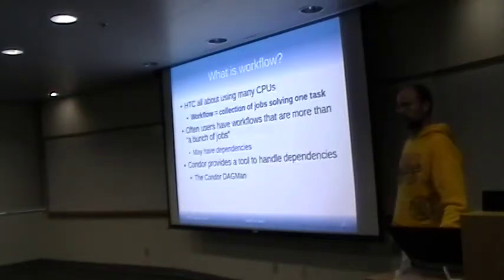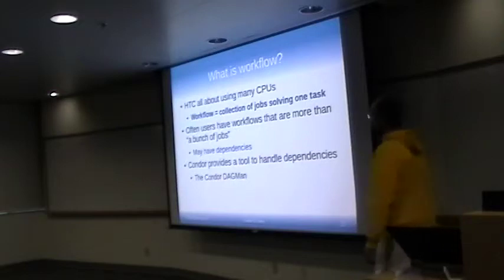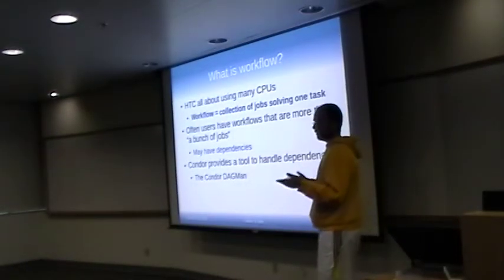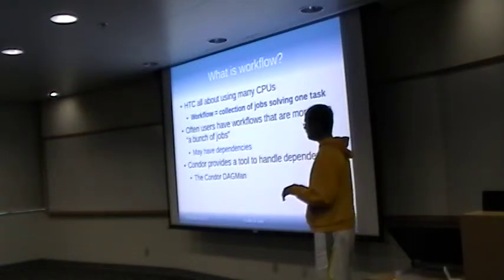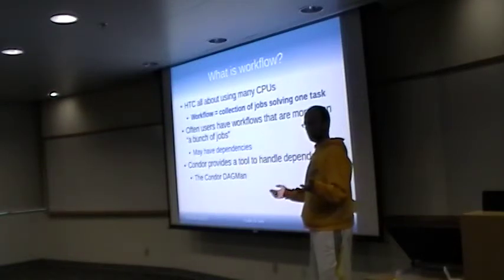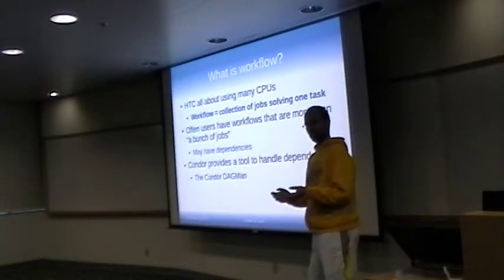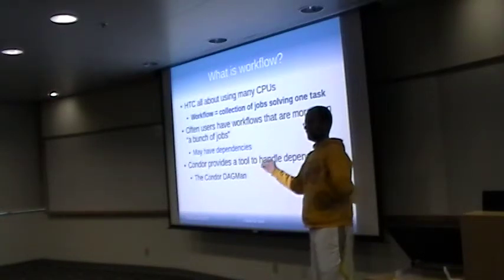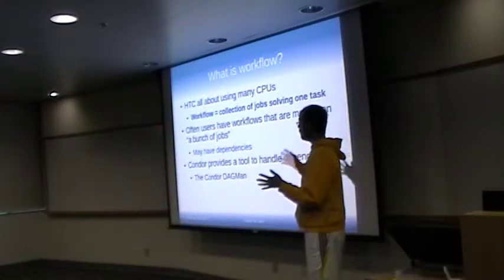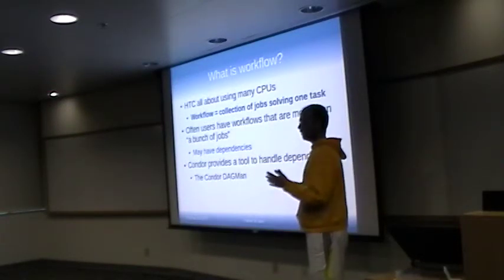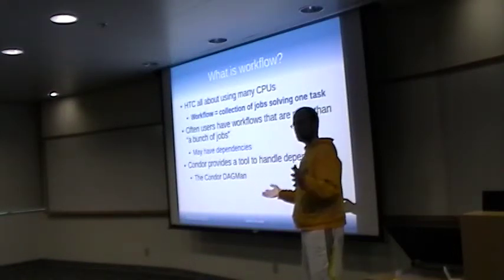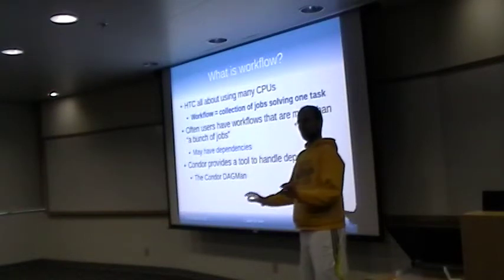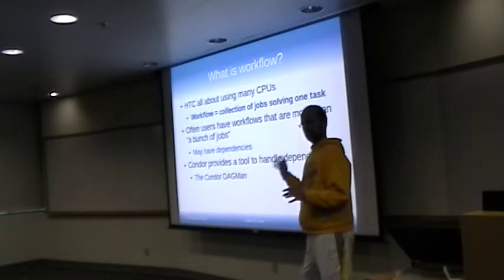Workflows. So HTC, which is high throughput computing, everybody knows that, it's about using many CPUs. And when you have many CPUs, you probably don't want to submit one job or two. You will usually have thousands, tens of thousands, millions of jobs. And a workflow is essentially a collection of jobs for solving a single task. So if you are high energy physics, where all the jobs are the same, no dependencies, yeah, you do queue 10,000, submit, forget, done.